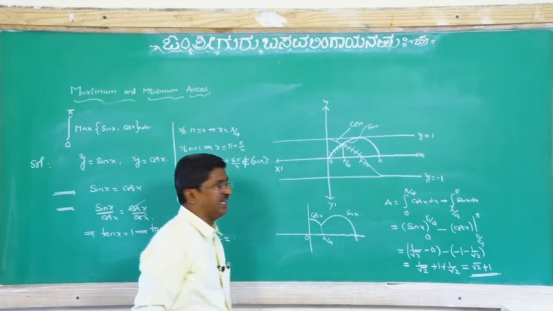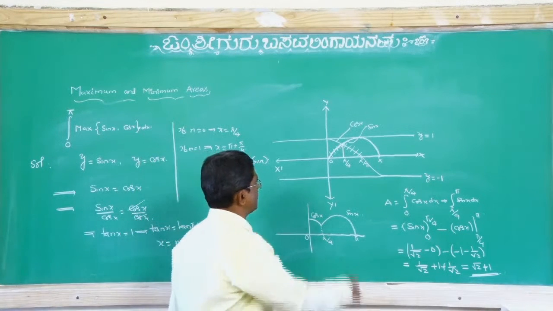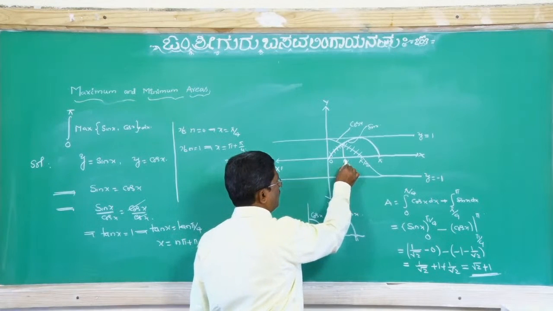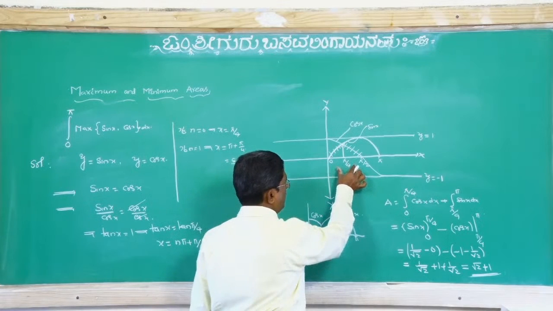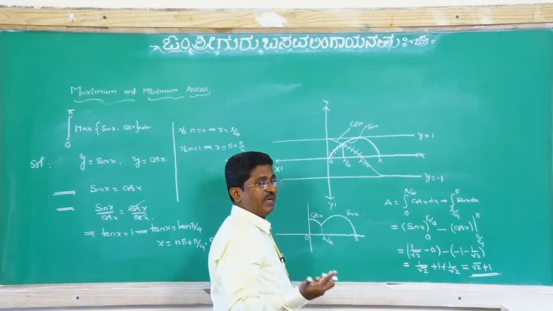Suppose for the same problem they ask the question on the minimum area of the function. What is the minimum area of the function? Now the positive portion is cut and thrown outside. From 0 to pi by 4, the minimum function is sin x. From pi by 4 to pi, what is it?